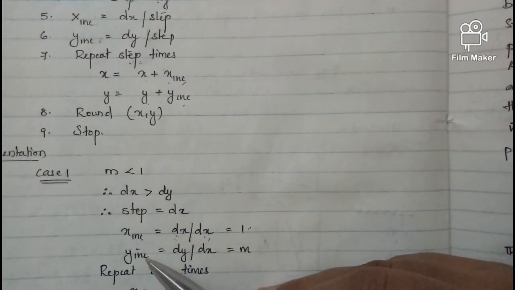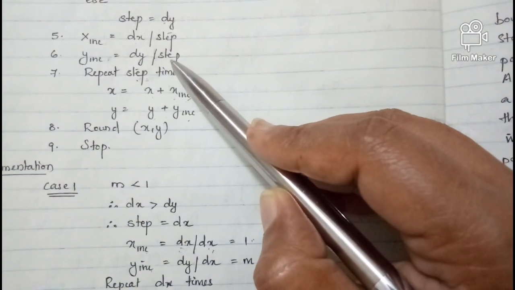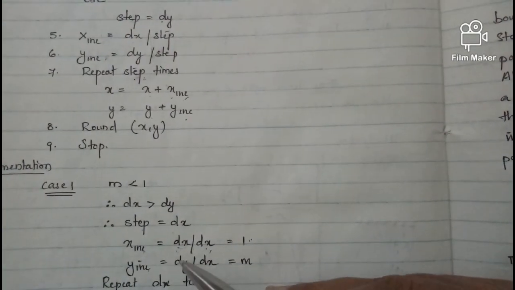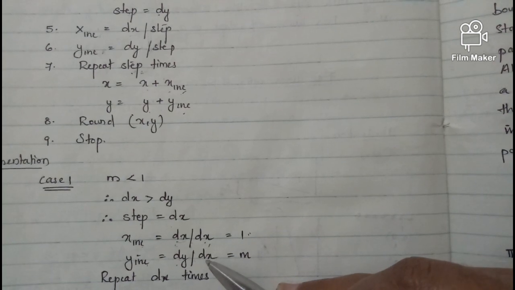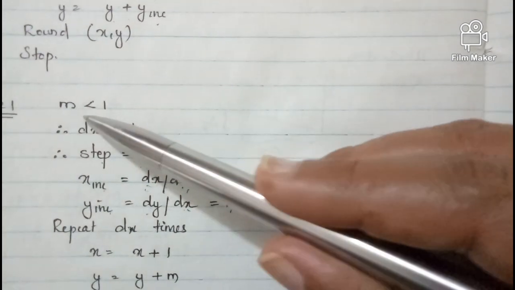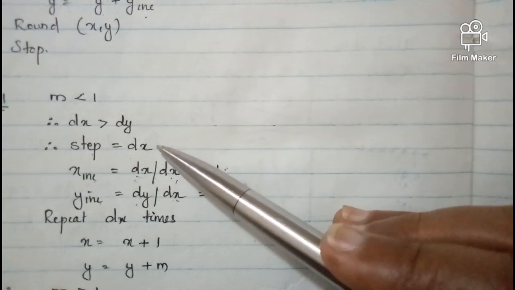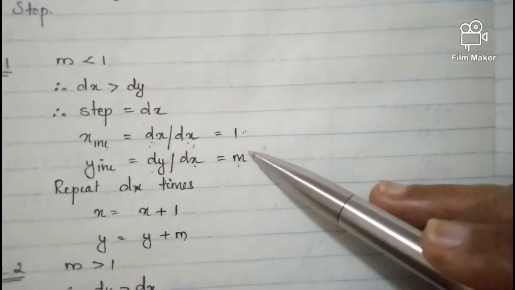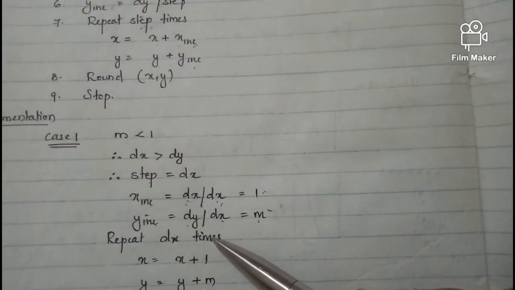Now let us compute the y increment. Y increment can be computed using dy divided by step. We know that the value of step is dx. So y increment is equal to dy divided by the value of step, which is dx. Dy by dx means m. It is the slope. So clearly, if m is less than 1, since dx is greater, dx will be stored in step. X increment will be 1 and y increment will be m. And this loop will be executed dx number of times.